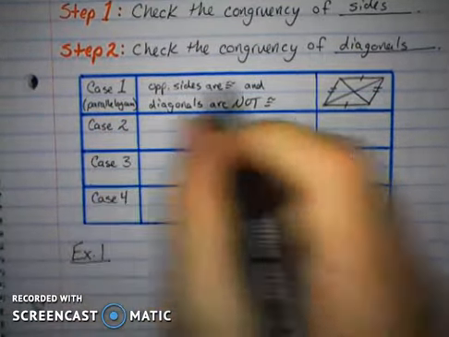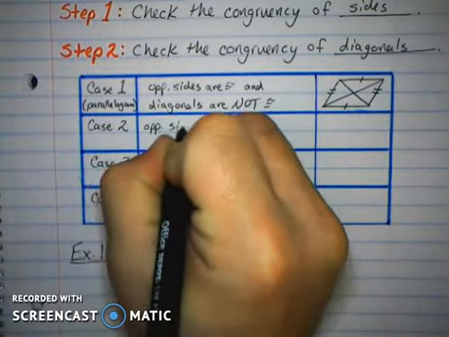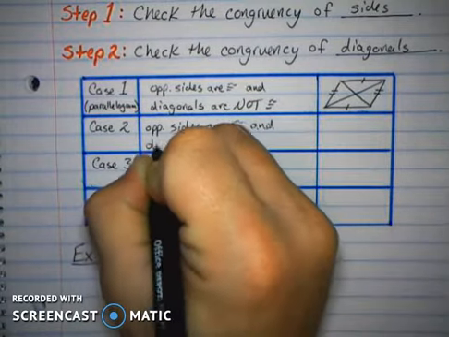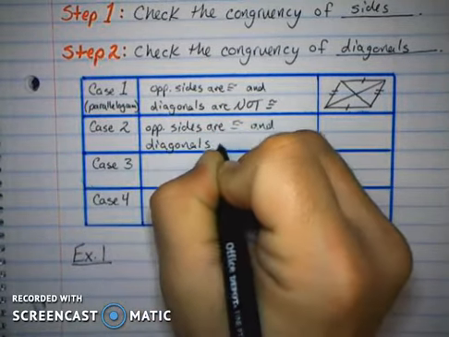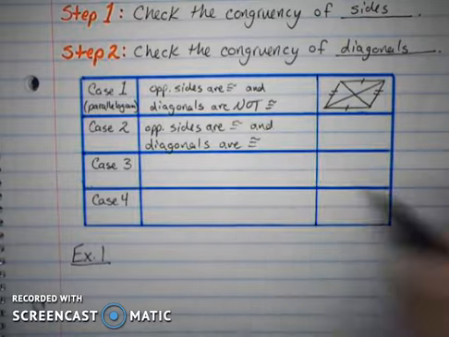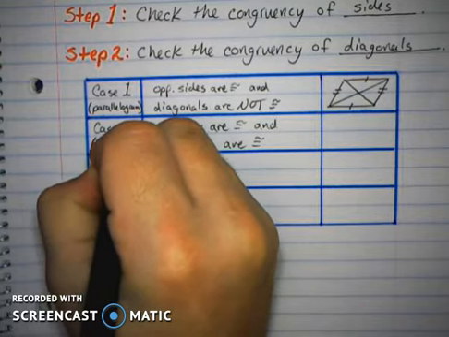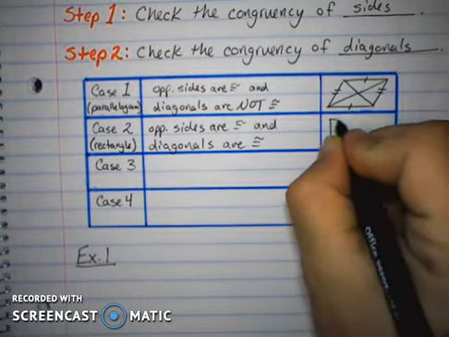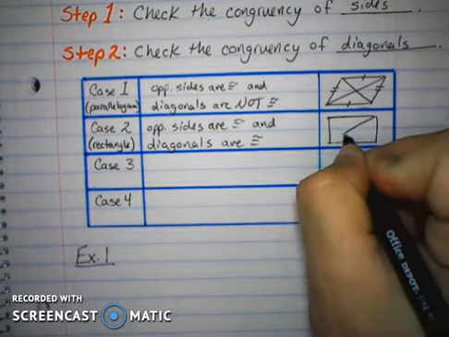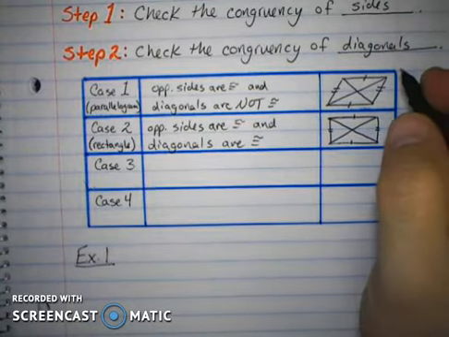Okay, but if we check our sides and diagonals and we get that opposite sides are congruent and diagonals are congruent, okay, if that's the case, that opposite sides are congruent and diagonals are congruent, then we know our quadrilateral is a rectangle.